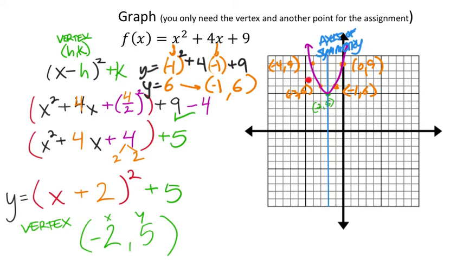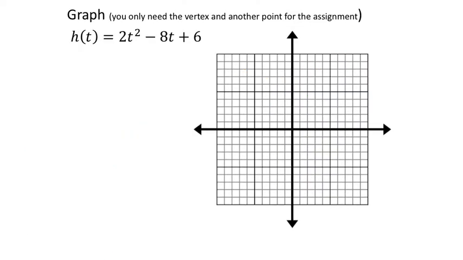You would probably want more than just 2 points if you're doing it by hand, but on the assignment you only need the 2. Right here, again, it's h of t. It's just y equals this stuff, but 2t squared minus 8t plus 6. Well, we have a coefficient of 2 in our leading term there. That's okay. It's all right. It's doable. So again, let's write this down here. So I got 2t squared minus 8t, and then I got a plus 6 over here.